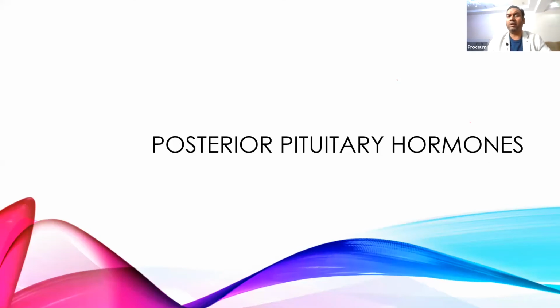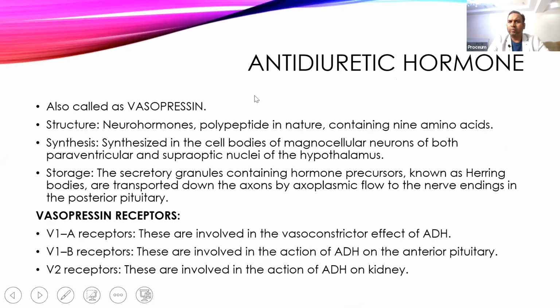Now come to the posterior pituitary hormones. There are two major hormones which we are going to talk about in the posterior pituitary: antidiuretic hormone and oxytocin. First, we'll talk about the antidiuretic hormone, also called ADH or vasopressin. This is a polypeptide, also called a neurohormone because it's secreted directly from the neurons and released into the blood. It contains only 9 amino acids.